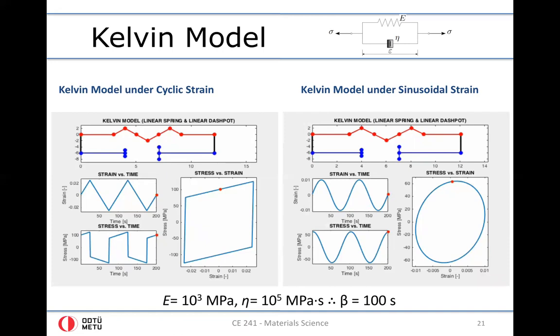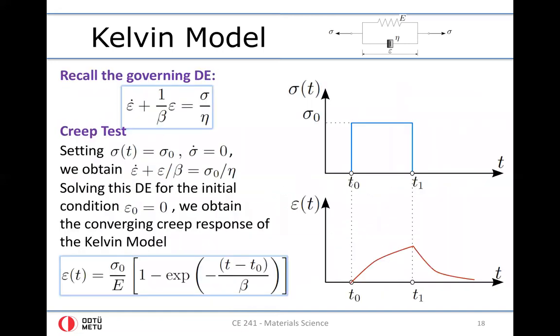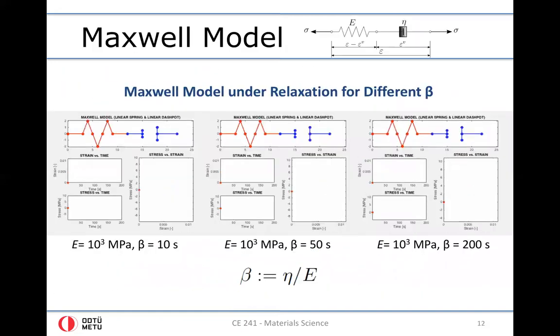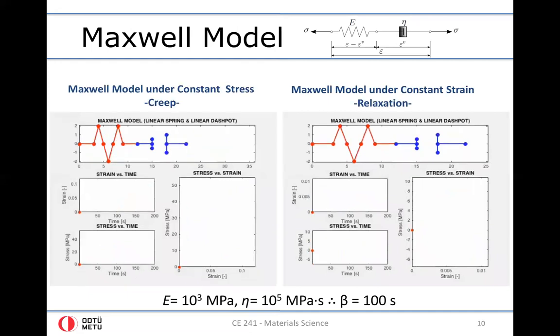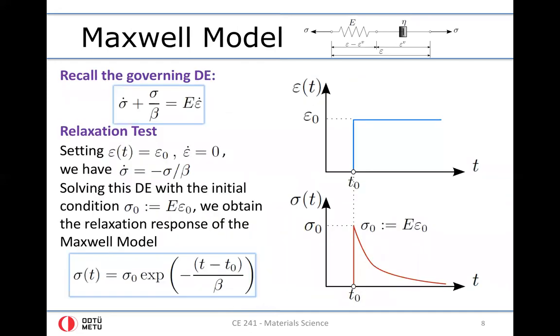Another interesting observation is that in the Kelvin model, as you observe, we didn't mention anything about the relaxation response. The reason is, if you recall the relaxation experiment from the Maxwell model, where we apply constant strain, strain is applied at t equals t0, and it varies from 0 to epsilon 0. So at this point, at t equals t0, the rate of the strain is like infinity, all right?